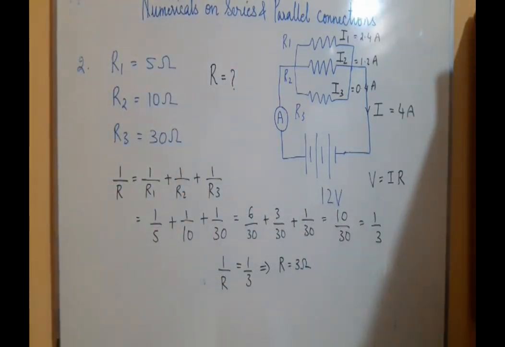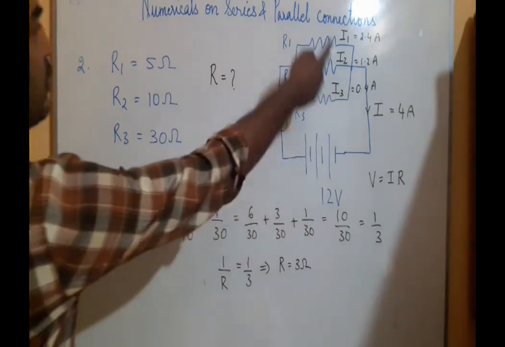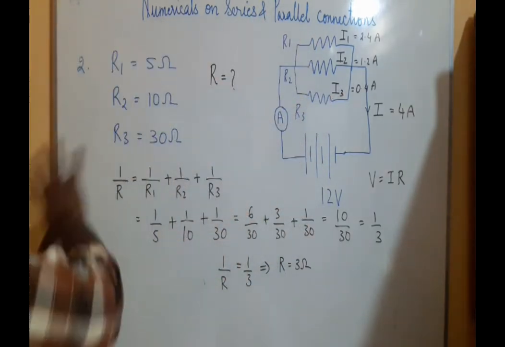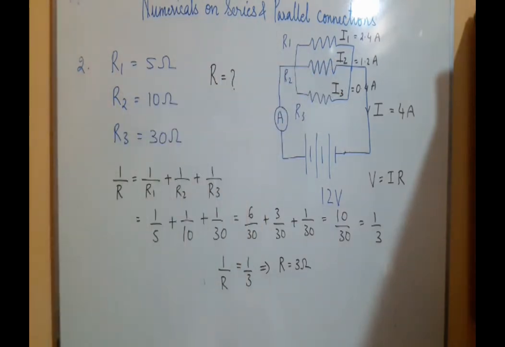So in this numerical, we have seen the diagram. We found out the current passing through each resistor. We found out the total current passing through the circuit, and we also found out the equivalent resistance of the circuit. So this is a diagram based numerical. When the diagram is given to you, you have to first figure out whether the figure is in series or in parallel. It can be a combination of series and parallel. So according to the diagram, you have to work out the numerical.